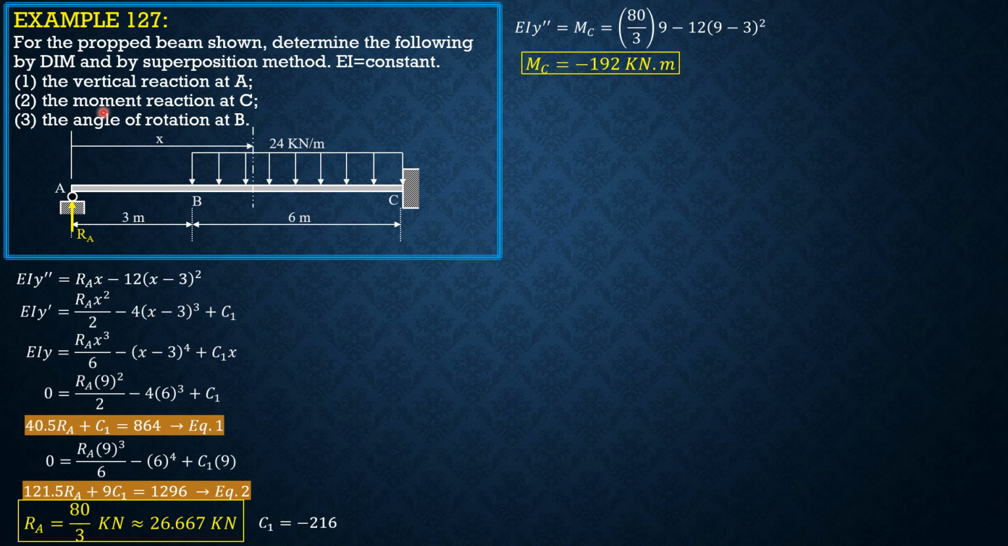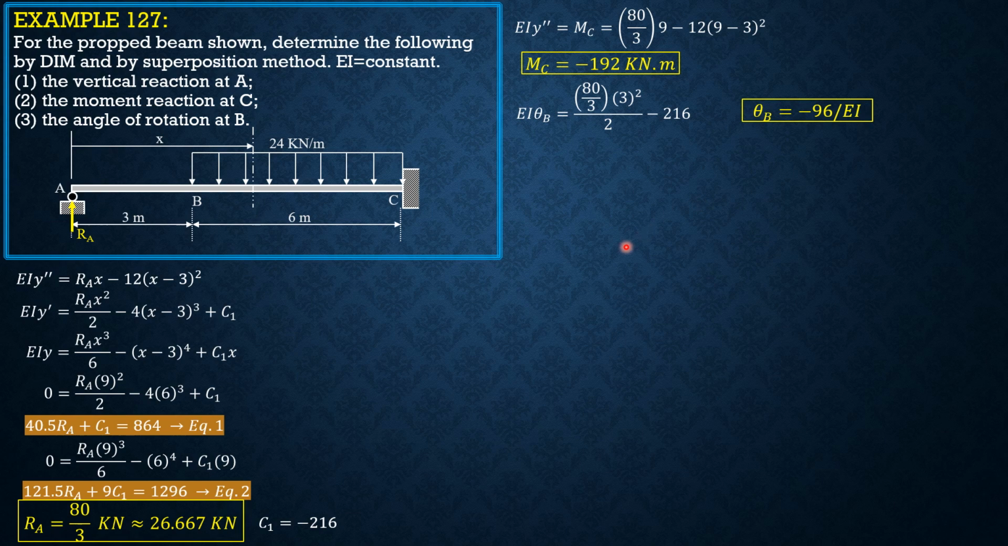Then the angle of rotation at B. When x is 3, into this equation, 80 over 3 times 3 square over 2, this is 0, then plus negative C sub 1, which is negative 216. So theta B can now also be computed, negative 96 over EI.